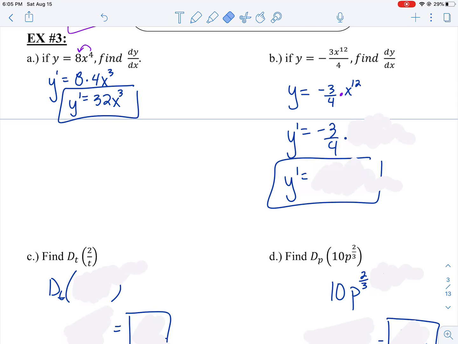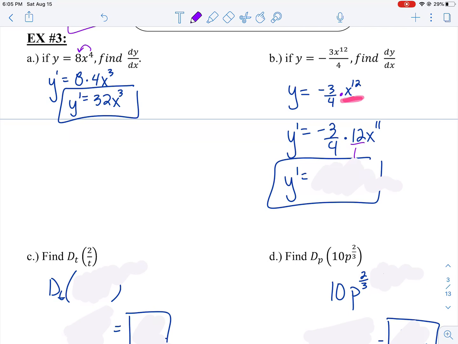And since that negative 3/4 is just a number in front, I can find the derivative by leaving that negative 3/4 in front, and then just finding the derivative of the rest of my problem, the x to the 12th. Bringing the 12 forward and subtracting 1 from my exponent, I get 12x to the 11th, that I'm just going to simply multiply by my negative 3/4.